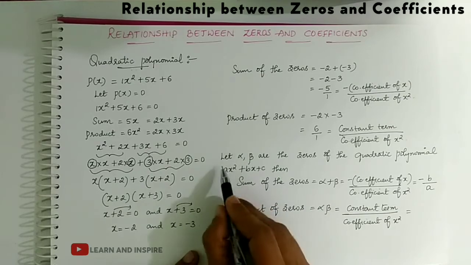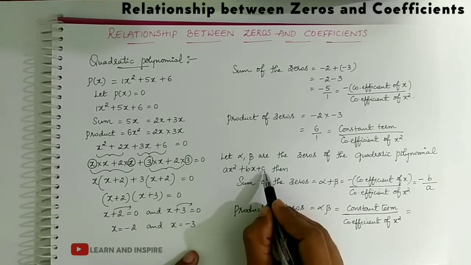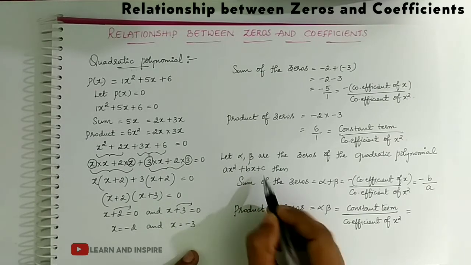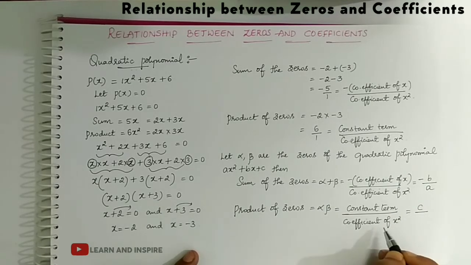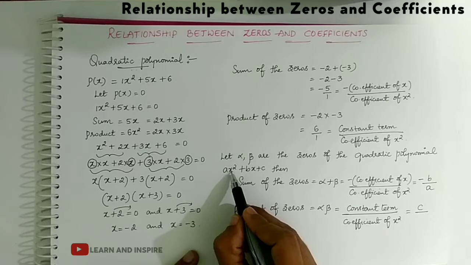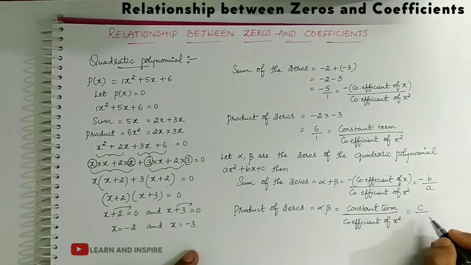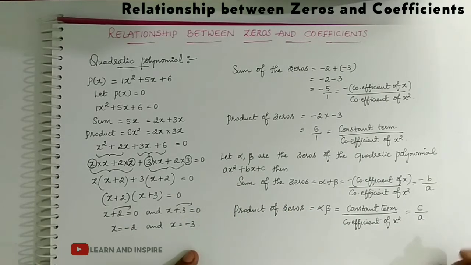So this is the general form of a quadratic polynomial. And what is the constant term? C. C is the constant term. So I write C divided by the coefficient of x square. So what is the coefficient of x square? Coefficient of x square is a. C by a. So you have to remember, product of zeros is equal to C by a.